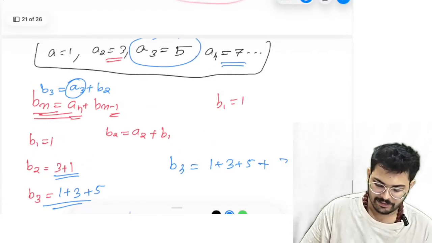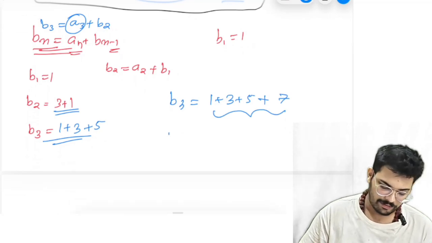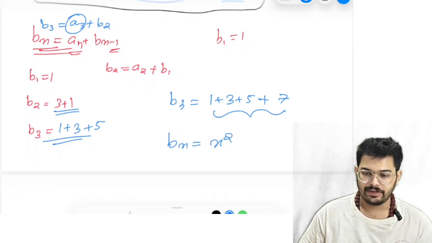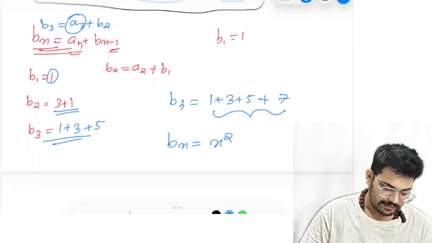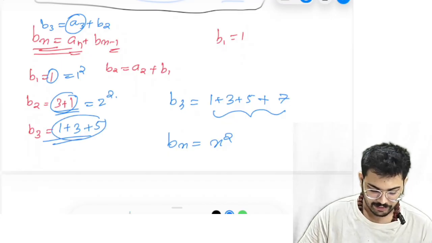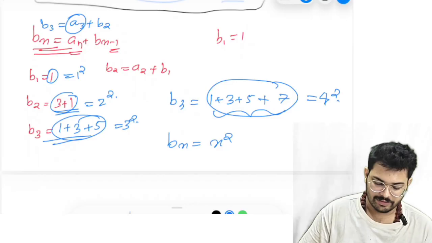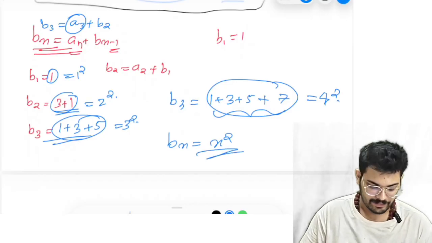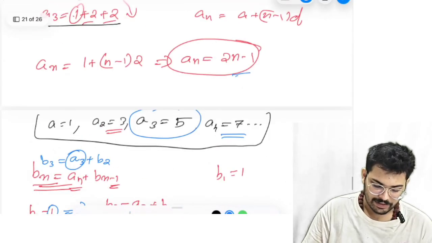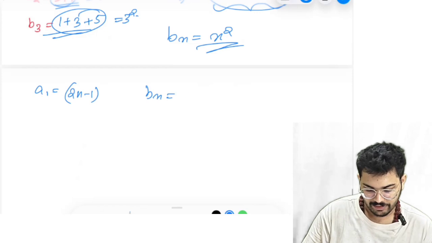a4 is 7. In general, the sum of n odd numbers equals n square. For example, here the sum equals 1 square. Here the sum equals 4, which is 2 square. Here the sum equals 9, which is 3 square. And here the sum equals 16, which is 4 square. So in general, bn will give you n square. Now an is of the form 2n minus 1, that is an odd number, and bn is equal to n square.